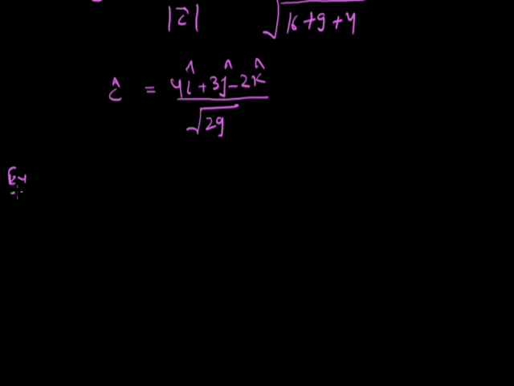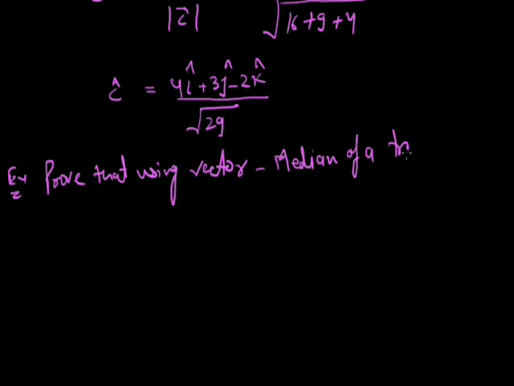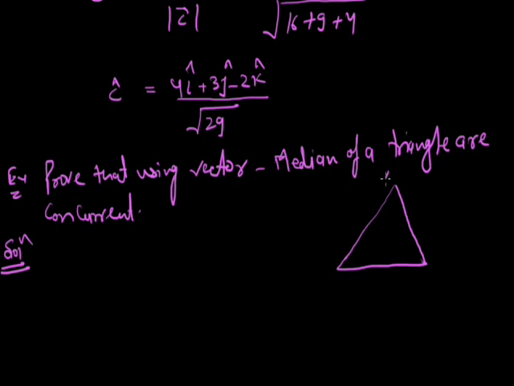Let's take the next example: prove using vectors that the medians of a triangle are concurrent. Now let's see the solution. Take a triangle ABC with position vectors A vector, B vector, C vector. Draw the medians from A, B and C, meeting the opposite sides at D, E and F.